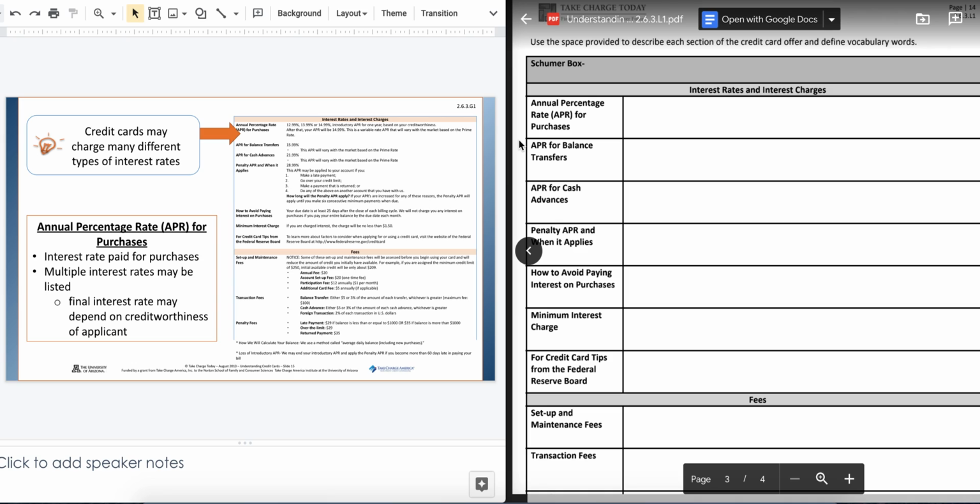So the Schumer box, the first piece is going to be the APR, or the annual percentage rate. And it's going to tell you that interest rate. It may tell you multiple interest rates, if the interest rates change based on time, based on product that you're purchasing, those interest rates do vary sometimes. So it's going to detail all of that. And it's going to let you know that your final interest rate is going to vary depending on how trustworthy you are based on your own credit history.